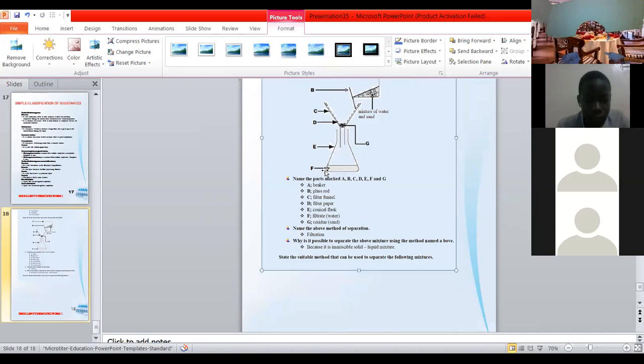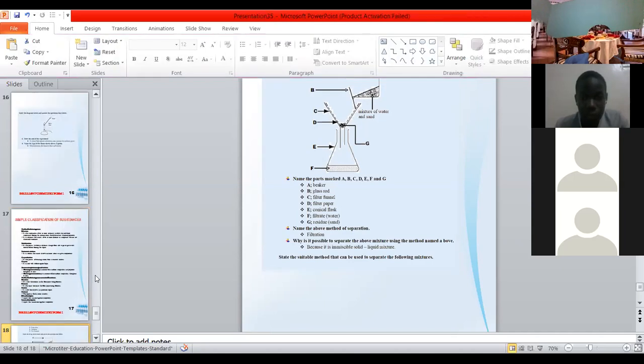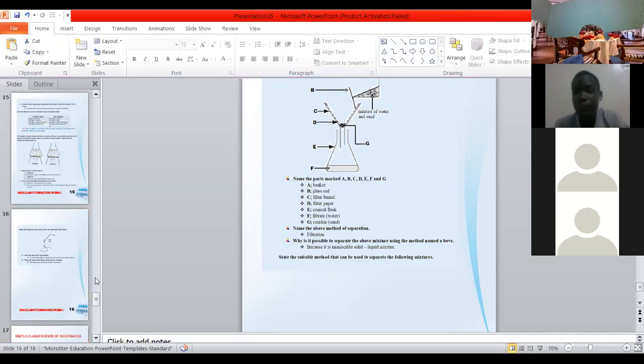State suitable methods that can be used to separate the following mixtures.